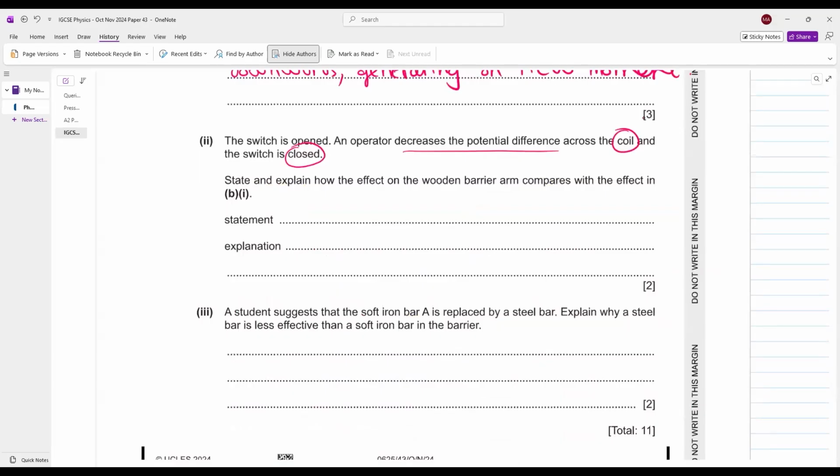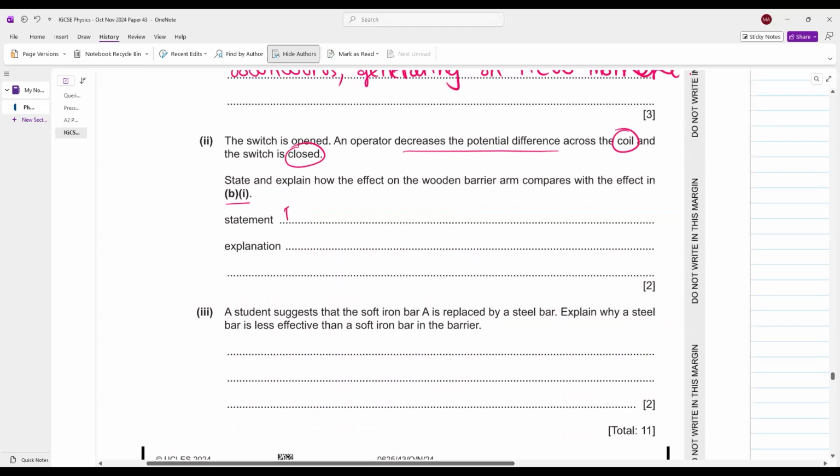State and explain how the effect of the wooden barrier arm compares with the effect in B part 1. The wooden barrier will move up more slowly. Yeah, the wooden barrier moves up slowly. Why will that happen? Because the magnetic field strength of the coil decreases.